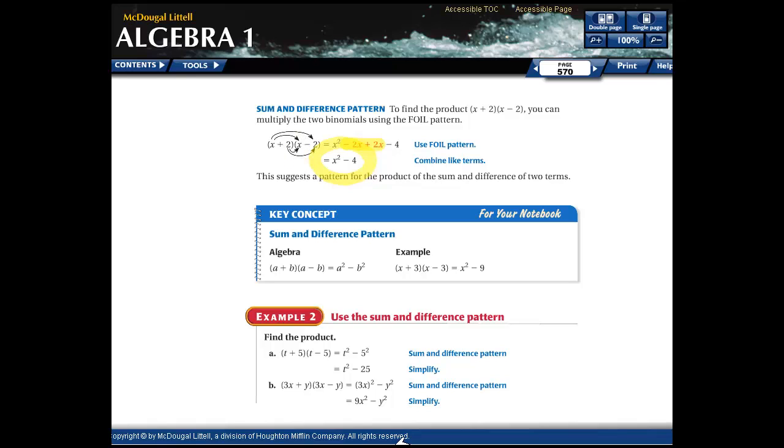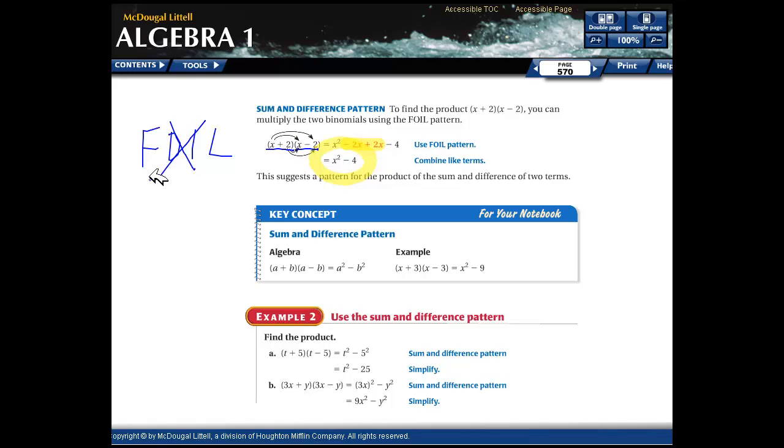So FOIL, which is first, outer, inner, last, we know that the outer and inner, when multiplied together, are going to cancel each other out. So now, if you know that it's a sum and a difference of the same thing, it has to be exactly the same. If I had a negative 2x and a positive 3x, that wouldn't work. It has to be exactly the same.